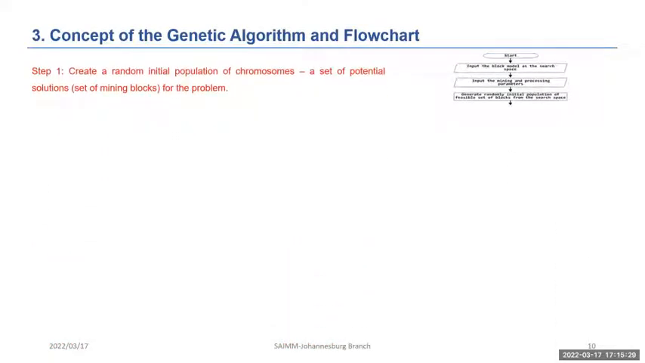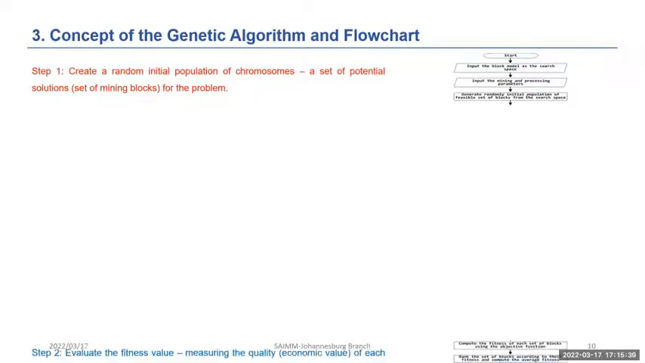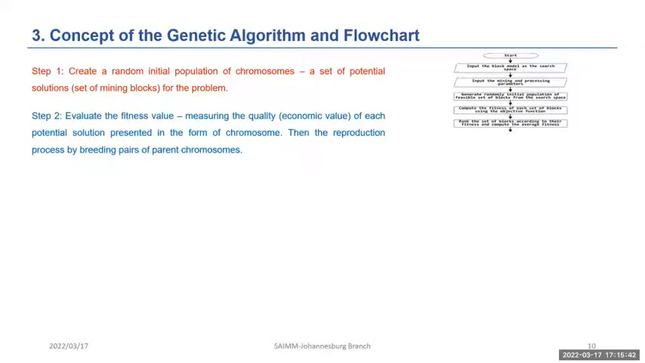Now, having our problem described and formulated using mathematical expressions, we want to use this technique, which is the genetic algorithm, to solve the problem. The genetic algorithm is essentially run in 5 broad steps. Step 1, creating a random initial population of chromosomes, which is a set of potential solutions for the problem. Step 2, evaluate the fitness value, which measures the quality of each potential solution presented in the form of a chromosome. Then the reproduction process by breeding pairs of parent chromosomes.